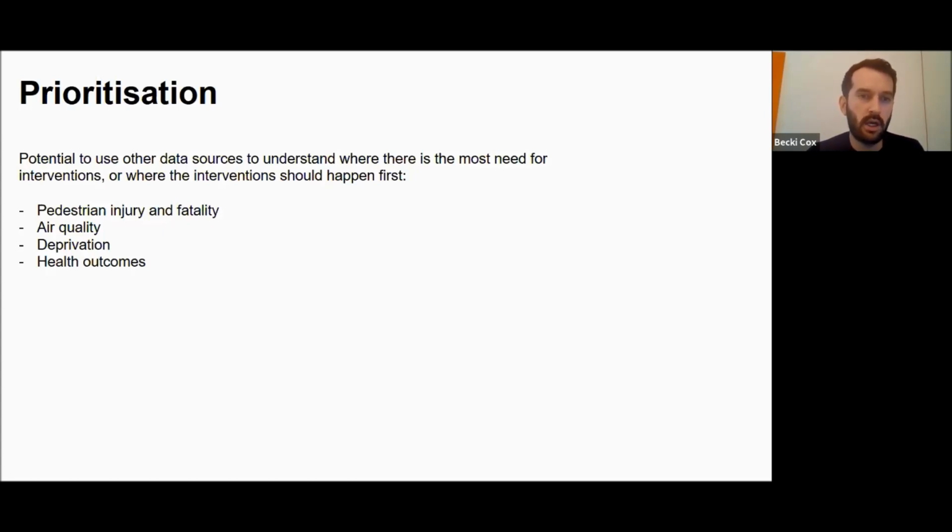So that's a quick rundown of the walkability tool pilot. And yes, if you have any questions, please fire them over via the text chat.